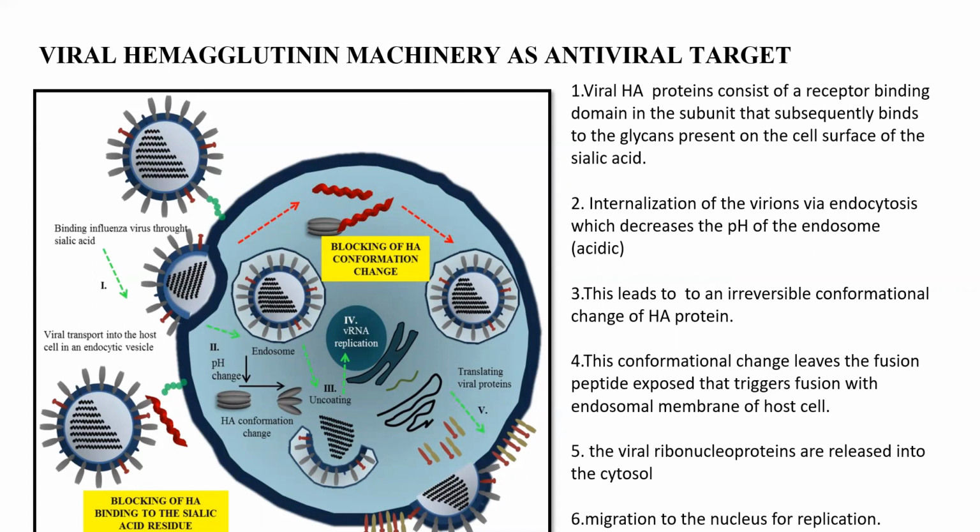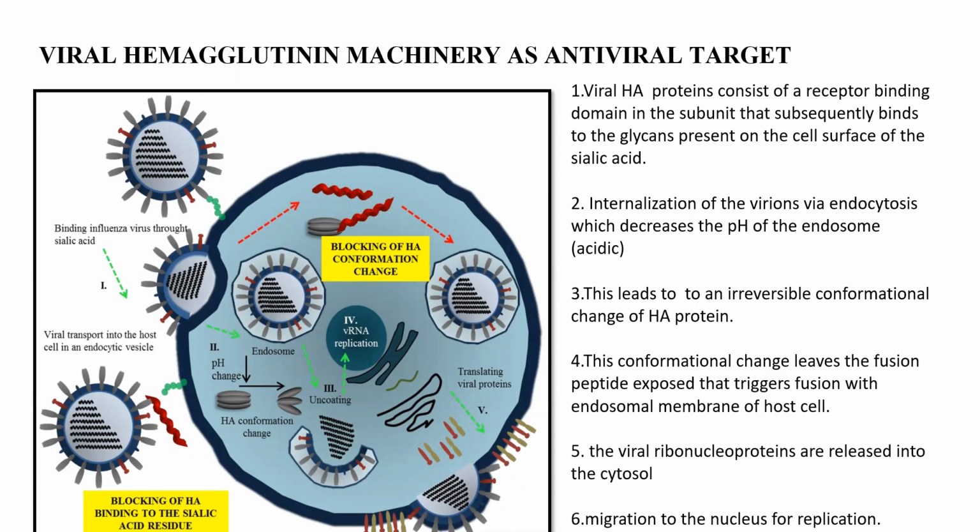So let me brief. First of all, these viral hemagglutinin proteins tend to have a particular domain that binds to the glycans of the sialic acid found on the cell surface, which literally happens over here. So when they bind, what happens is internalization of the virions via endocytosis, which will lead to a decrease of the pH, which means the entire environment tends to be acidic amidst the endosome.